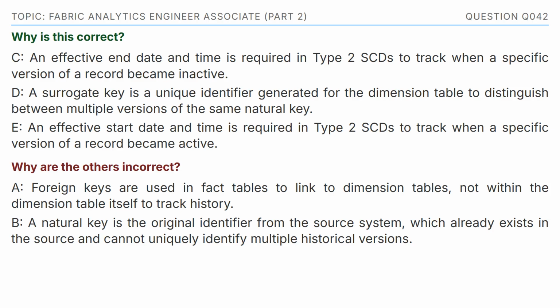Why are the others incorrect? A, foreign keys are used in fact tables to link to dimension tables, not within the dimension table itself to track history. B, a natural key is the original identifier from the source system, which already exists in the source and cannot uniquely identify multiple historical versions.